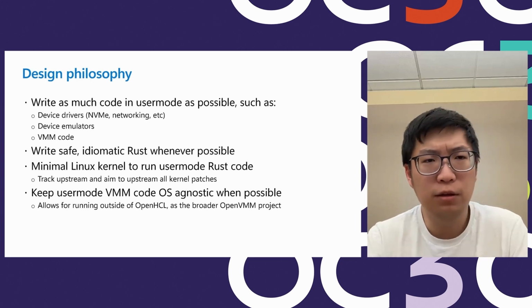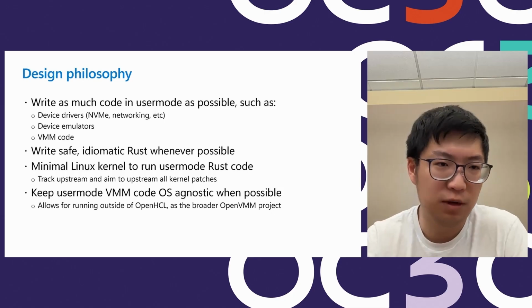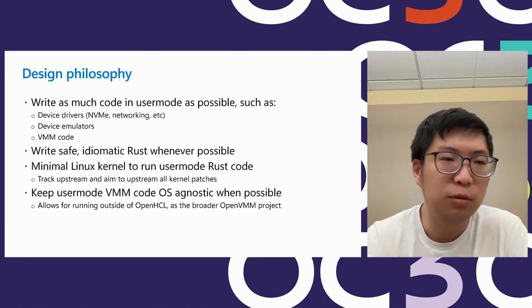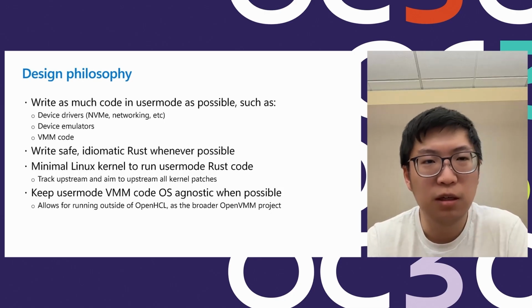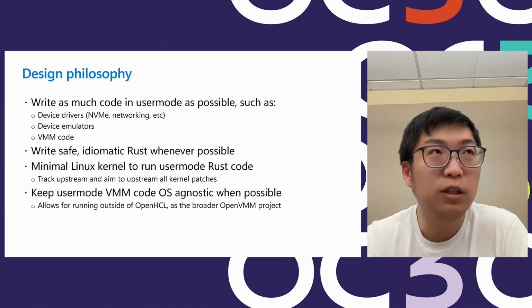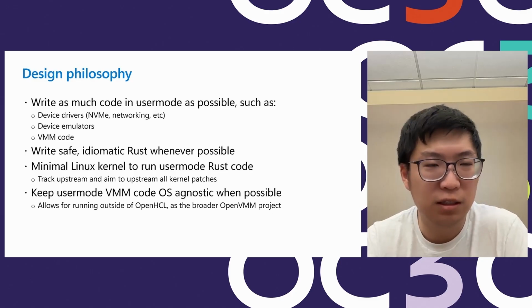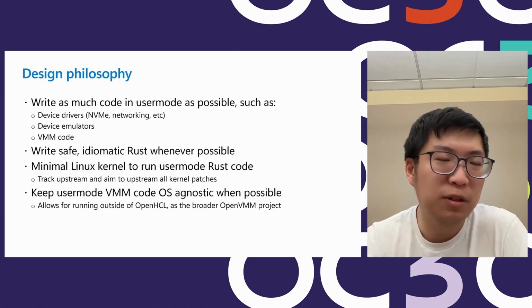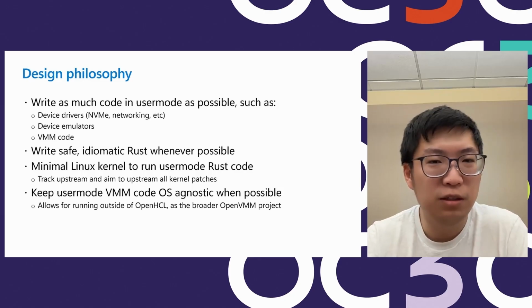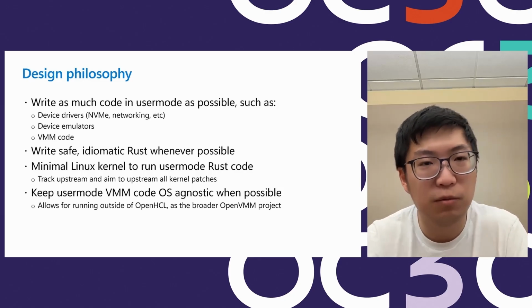And so to do all that, we have this minimal Linux kernel, which gives us a very standard Rust environment. I'll talk a little bit more about that in future slides, but effectively, we have this pretty standard kernel, pretty close to upstream Linux, with a few extra patches so that we can access the virtualization primitives that we need. But otherwise, it's just a pretty standard Linux Rust environment we can run our code in.